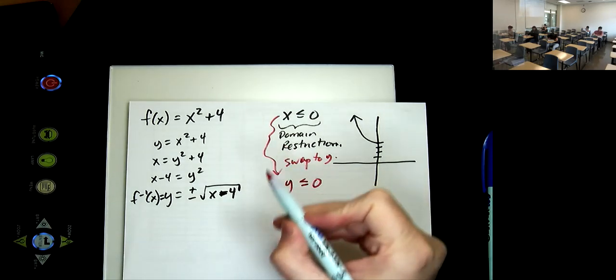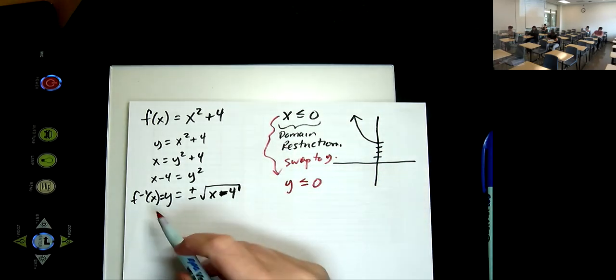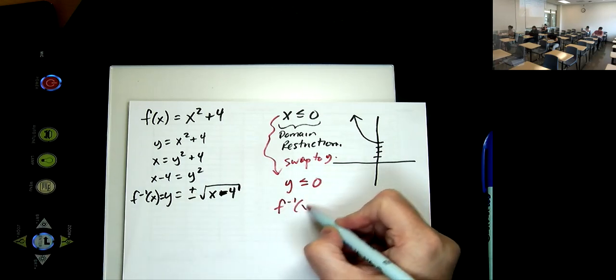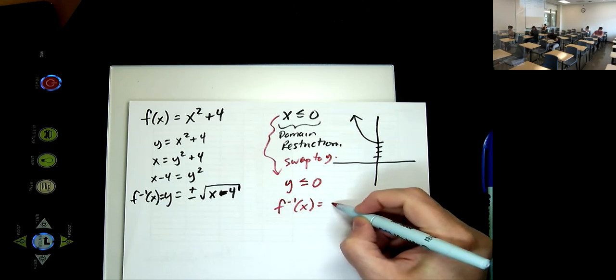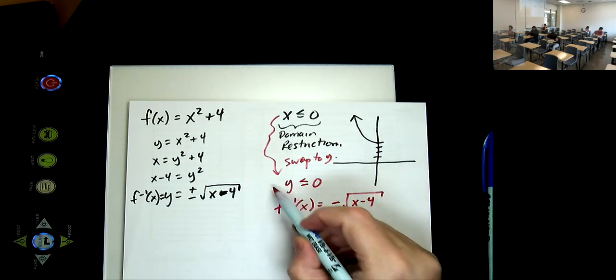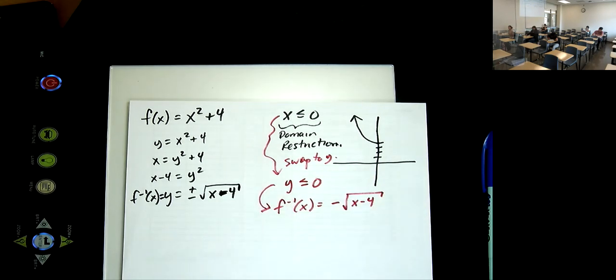So I can't do plus or minus, which means f inverse of x is only the negative square root one, because that forces that one's hand. The restrictions on the domain of f force restrictions on the range of f inverse.